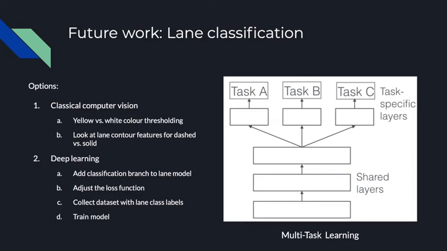And basically this process would just be to add another classification branch, which can be just some fully connected layers, to the already existing end-to-end model. And then you would have to adjust the loss function to account for this classification. And then you would need to collect the data set with lane class labels and just train the model and iterate on it. And so what's going on here is a form of multitask learning, where you have shared layers at the start, and then these are splitting off into specific tasks, which ends up producing a really fast network that can do a lot of kind of related tasks.